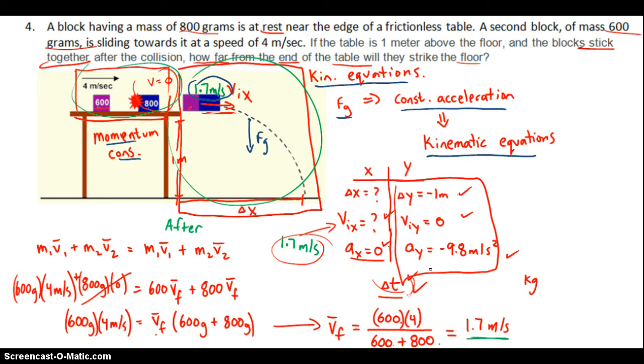Look in the x direction, look in the y direction. Because we had 3 variables in the y direction, we found time. And then once we had time, we had 3 variables in the x direction, so we can find what our displacement in the x direction was, or how far from the end of the table the two blocks will strike the floor.